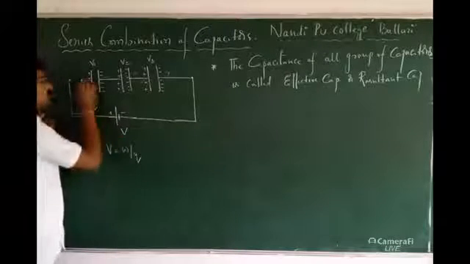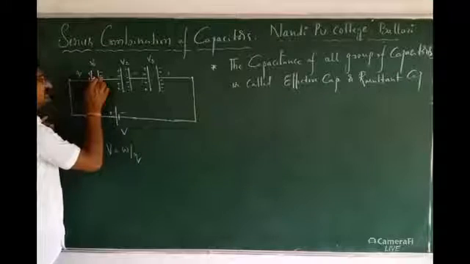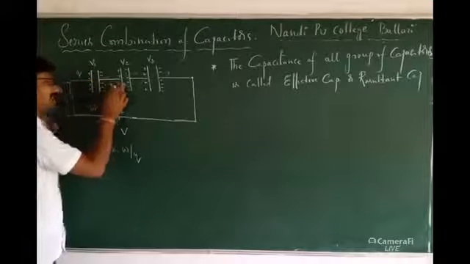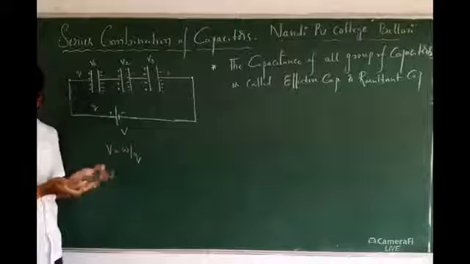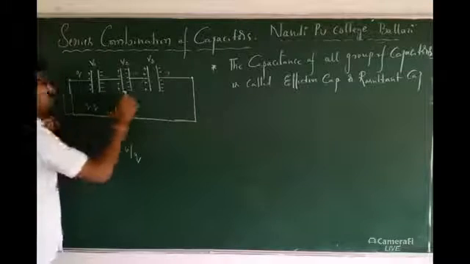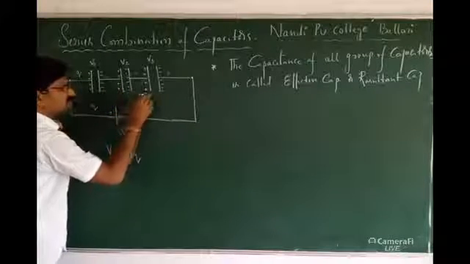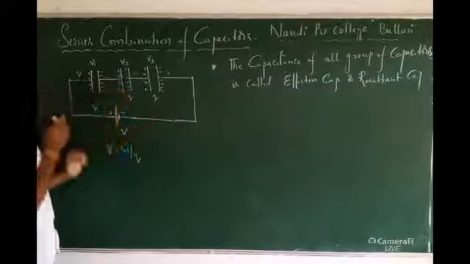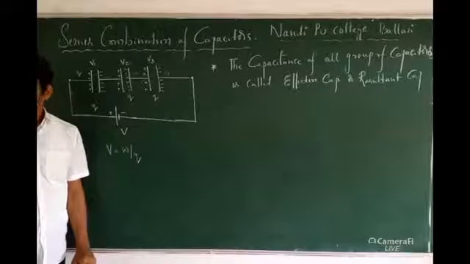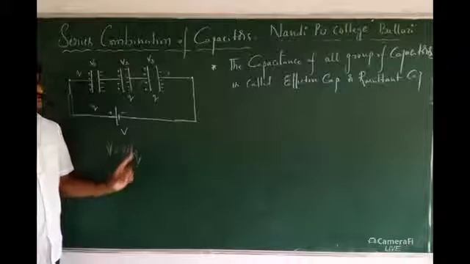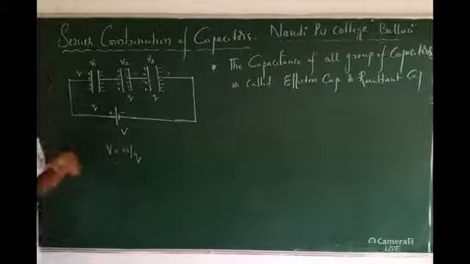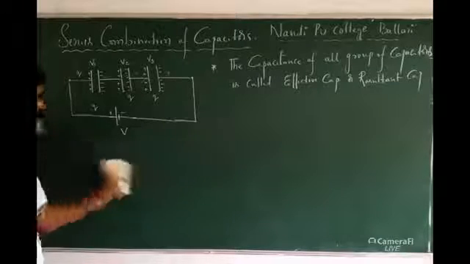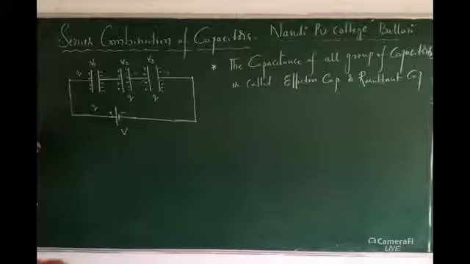Once Q charge reaches here, will the same charge come, or extra or less charge? Same cell, same charge. So here also what is the charge? Q. Here also what is the charge? Q. So the charge is the same in the entire circuit. For a 5 marks question, we need to write these first 2 points to get the first 2 marks.